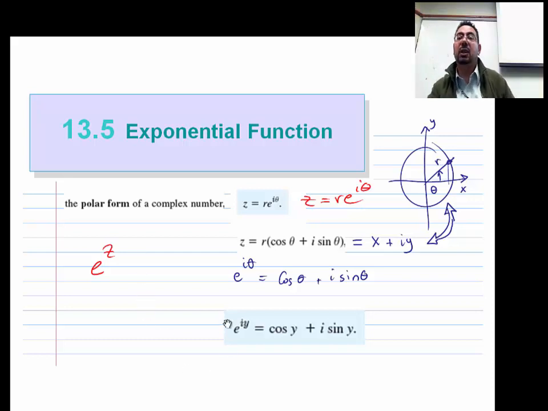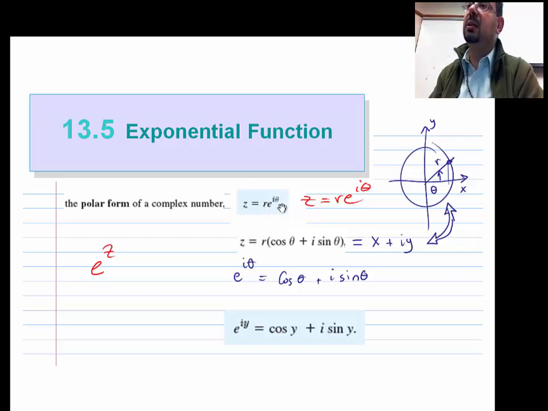First, we'll do this in the next page. But in this page, he's just reminding us that any complex number can be written as magnitude times e to the power i theta, where theta is the angle. It can also be written as r cosine theta plus i sine theta. So e to the power i theta is cosine theta plus i sine theta. That's the Euler formula.